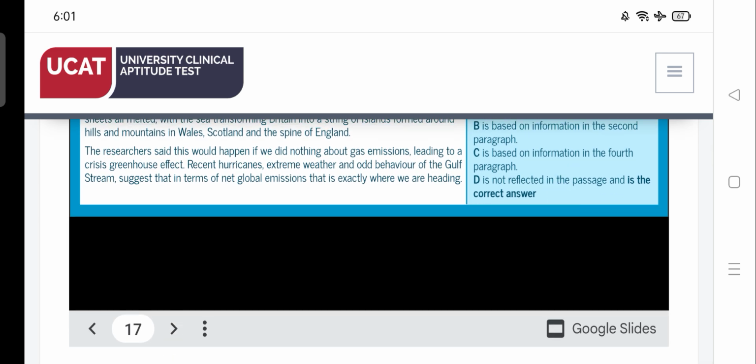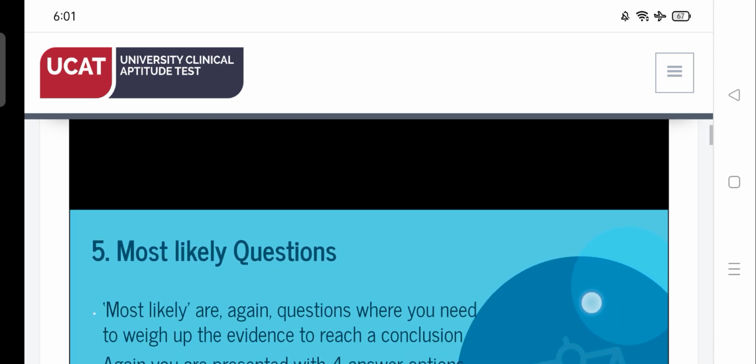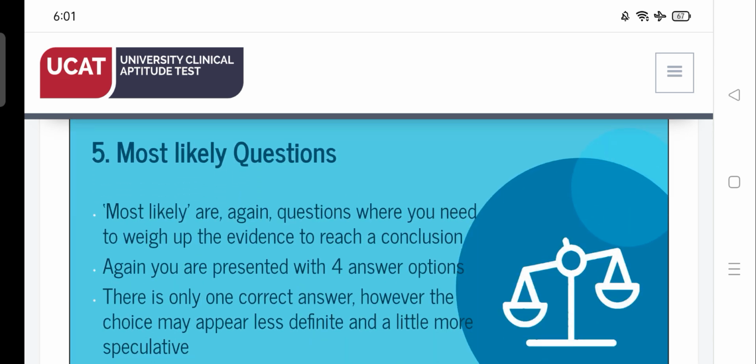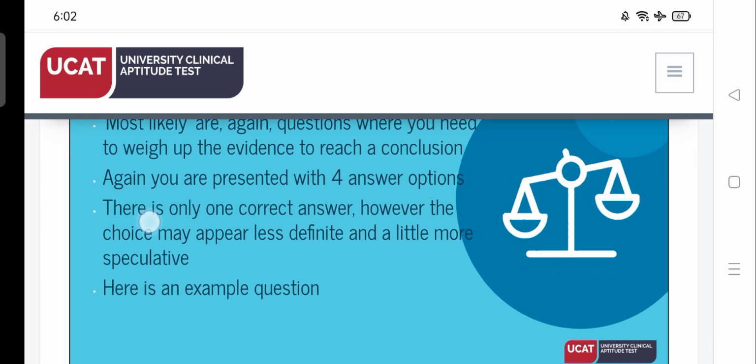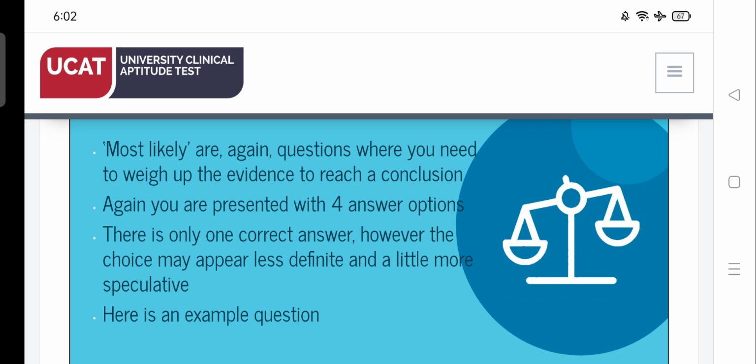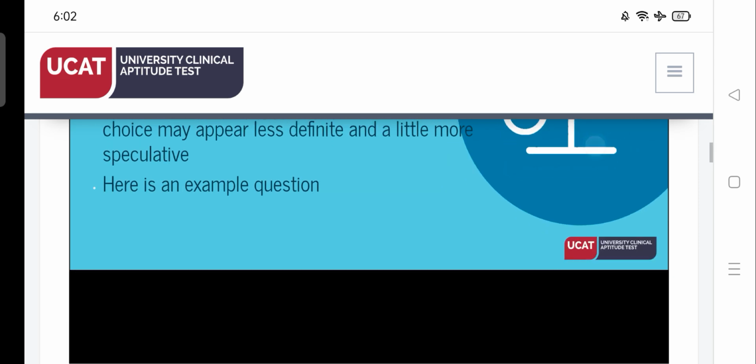Okay, next we have the last type for verbal reasoning, which is "most likely" questions. Most likely questions are again questions where you need to weigh up the evidence to reach a conclusion. Again, you are presented with four answer options. There is only one correct answer. However, the choice may appear less definite and a little more speculative. This one is the same as the last one, but in the except question there are three correct options, while here we have only one correct option.